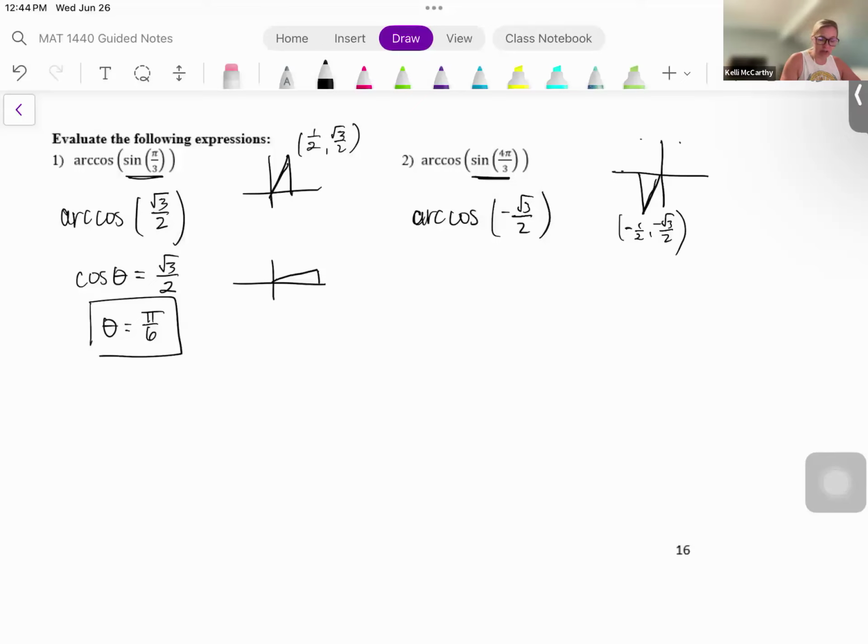And arc cosine of negative square root of 3 over 2: we're trying to find theta such that cosine of theta equals negative square root of 3 over 2 on the interval from 0 to pi. So I might sketch another triangle. Since cosine is negative, we're going to be in that second quadrant, and I want that horizontal leg to be longer. So that gives me that flatter triangle closer to the negative x-axis. I know the angle between the negative x-axis and my terminal side is going to be pi over 6, making our angle in standard form 5 pi over 6.